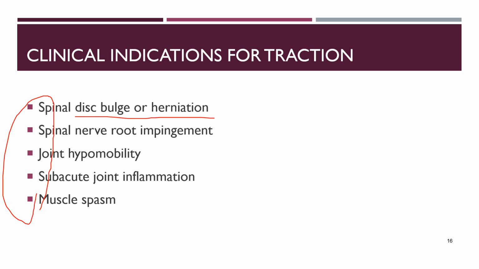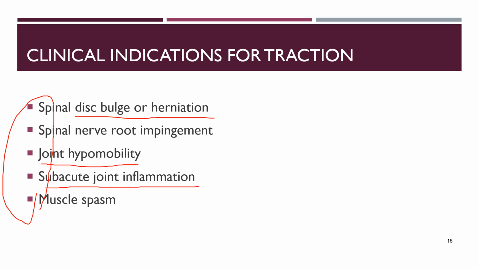If we have spinal nerve root impingement, and again, this could be from osteophyte formation or decreased disc height, we can definitely use that to distract the joint and decrease pressure on that nerve root. Like we just talked about, joint hypomobility is another indication for spinal traction. We can also use it for subacute joint inflammation.